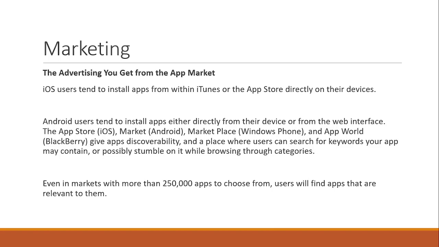Usually that is where they see the application. Then for Android, users tend to install apps either directly from the device or from the web interface. So the App Store for iOS, the Market or Play Store for Android, the Marketplace for Windows Phone, and App World for BlackBerry give apps discovery and a place where users can search for keywords your application may contain and possibly stumble on it while browsing through categories.